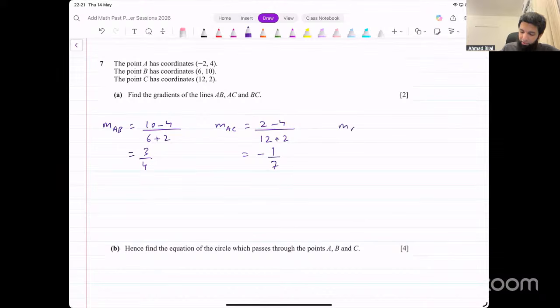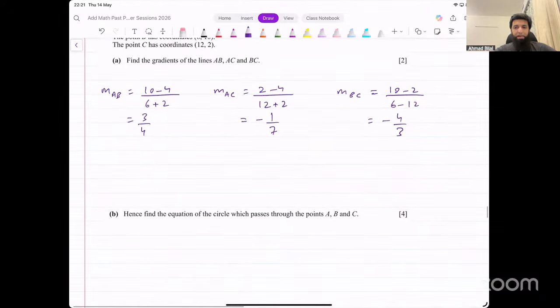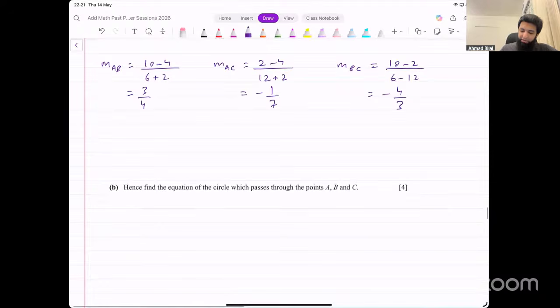Okay. Then gradient of BC, what's that? That is, if I do this, 10 minus 2, and then divided by 6 minus 12. Okay, what does that give us? In the numerator, we've got 8. In the denominator, -6. So that's -4 over 3. Okay, so they made you find these gradients in the first part. Now they're saying, hence find the equation of the circle which passes through the points A, B, and C.